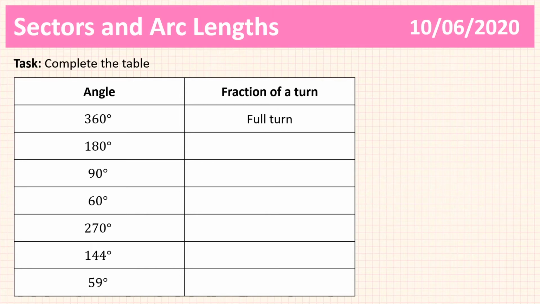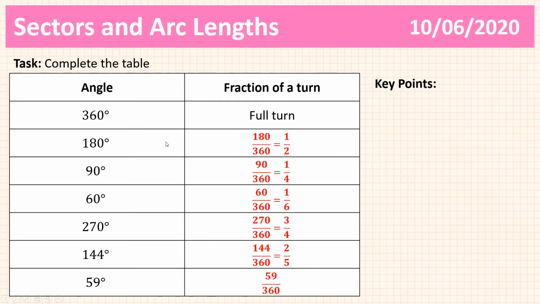Okay, so now let's have a look at the answers to this table. 180 degrees, well that's half a turn, because 180 out of 360 is half a turn. 90 degrees is a quarter of a turn, because that's 90 out of 360. A sixth of a turn, 3/4 of a turn, 2/5 of a turn, and then 59 360ths of a turn.